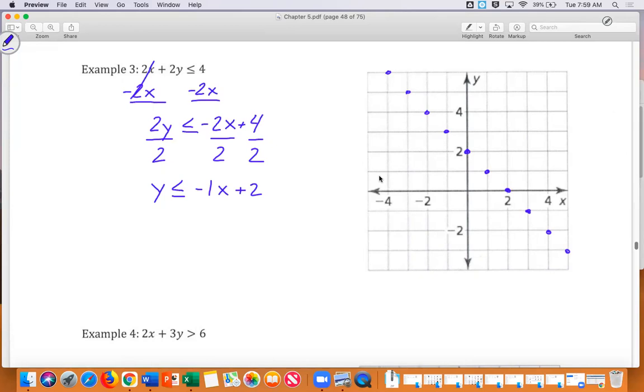Notice, Drew, if we decided to do the cover-up method, we would have covered up the x and gotten 2y equals 4. Divide by 2, you get y is 2. Notice I have a point right there. If I covered up the y, I would have 2x equals 4. Divide by 2, we have x is 2. And I have a point right there, and I would have been able to cover them up pretty quickly. All right, but there is no wrong way. Sometimes the cover-up method works, sometimes it doesn't. From here, I'm going to draw a solid line.